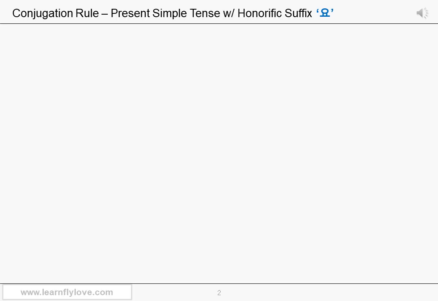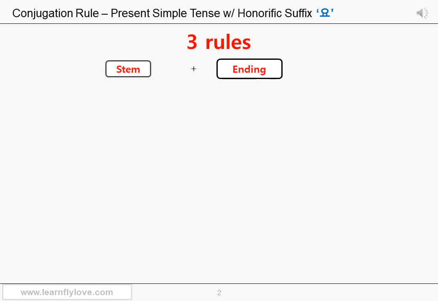Please remember we are talking about the present simple tense form with the honorific suffix yo only. There are basically only two rules, but I've added one more rule to help you understand this better. So you can think there are three rules. As I said in part 1, tenses are expressed by adding an ending to a stem in Korean. Stem plus ending. Stem of a verb or stem of an adjective.